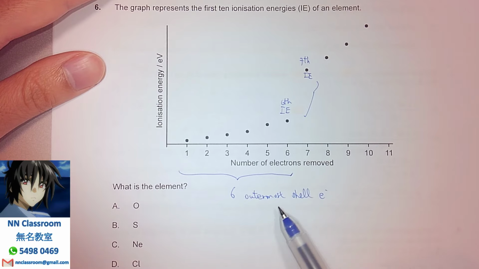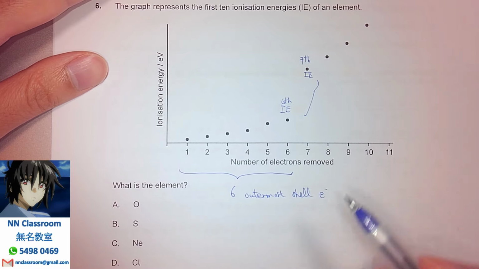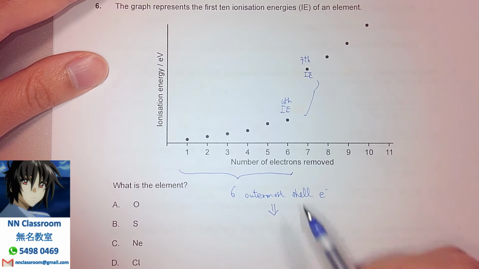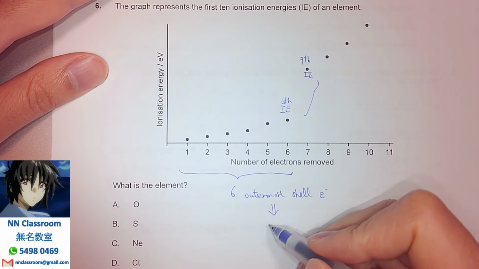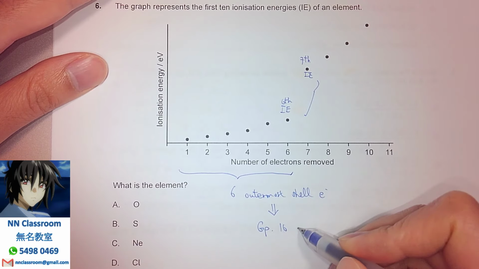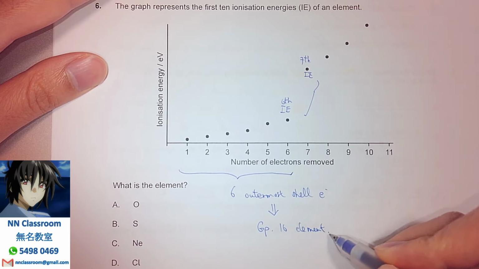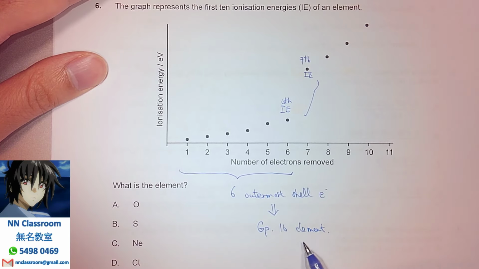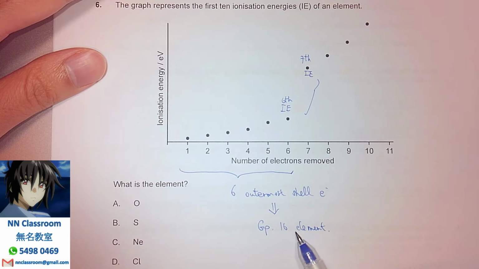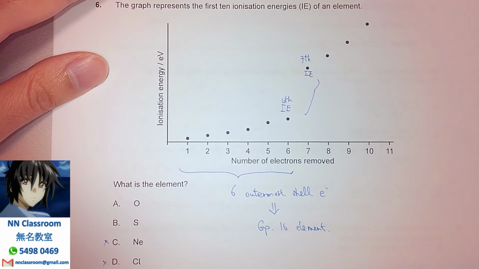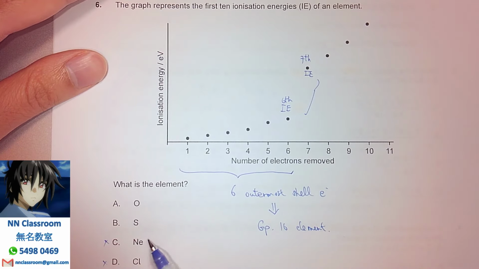So if they're asking what the element could be, the first information we get is that it's a group 16 element. I can say group 6, group 16 element. For now, the language switches a bit. So for this case, C and D cannot be the choice, right? Because only oxygen and sulfur belong to group 16.